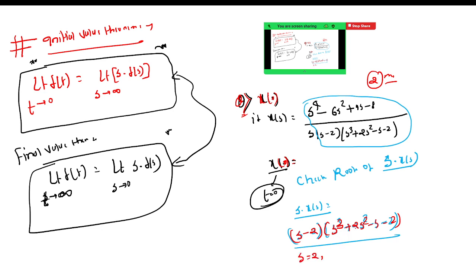The root will be at 2. So s cube plus 2s square minus s minus 2. Again, here if I take s square common, it will be s plus 2. And here if I take minus 1 common, so s plus 2. So the roots will be minus 2 and s square plus 1, so plus minus i. Are you getting it?